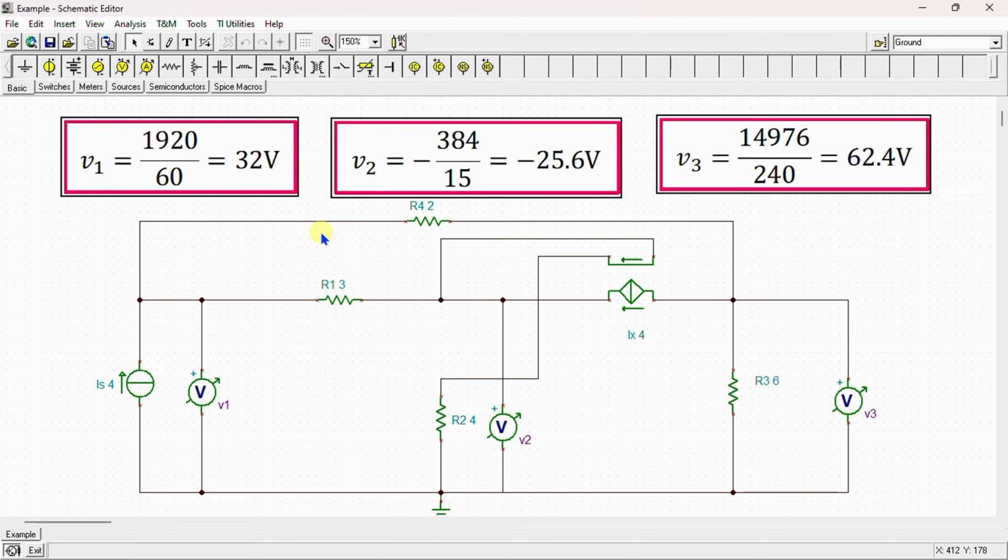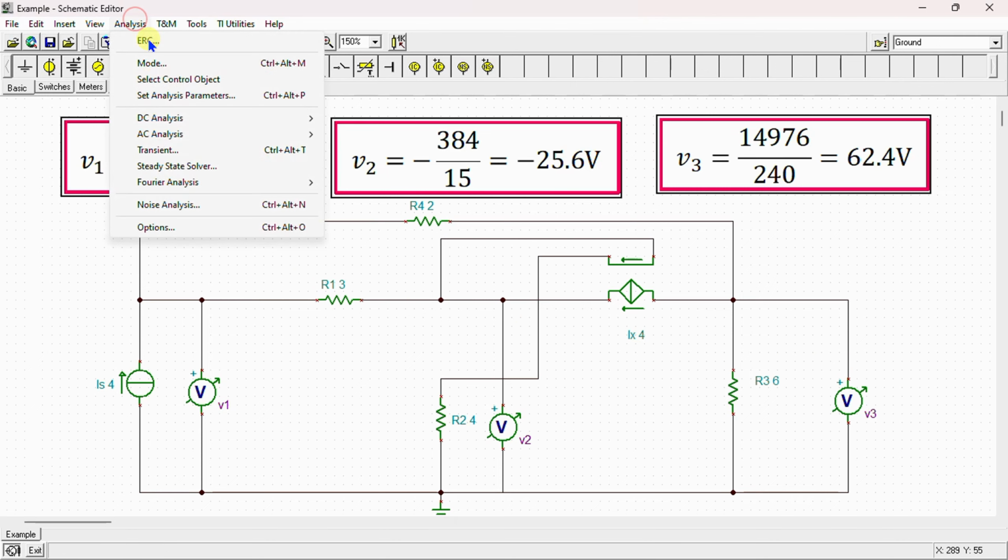Here our network drawn in SPICE simulator. We can see here this is the independent current source IS. This is the controlled or dependent source, a current controlled current source. And we can see here this is a resistor R1, R2, R3 and R4. We connect here a voltmeter to measure the node voltage V1, and this voltmeter to measure the node voltage V2, and this voltmeter to measure the node voltage V3.